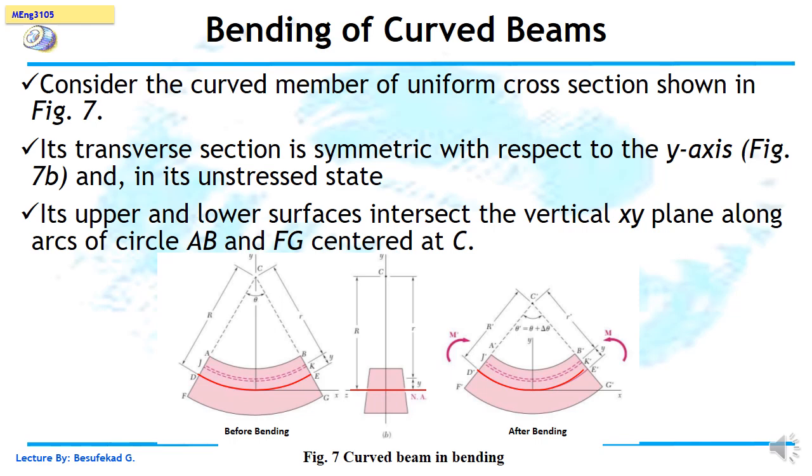Now, what is arc DE? The length of arc DE is simply how much? R multiplied by theta. It is the situation before bending. What will happen after bending? Because it's on the neutral surface, even after you apply the load there is no change. So what is the length of arc DE prime? It is R prime theta prime. This is the truth that we need to note.